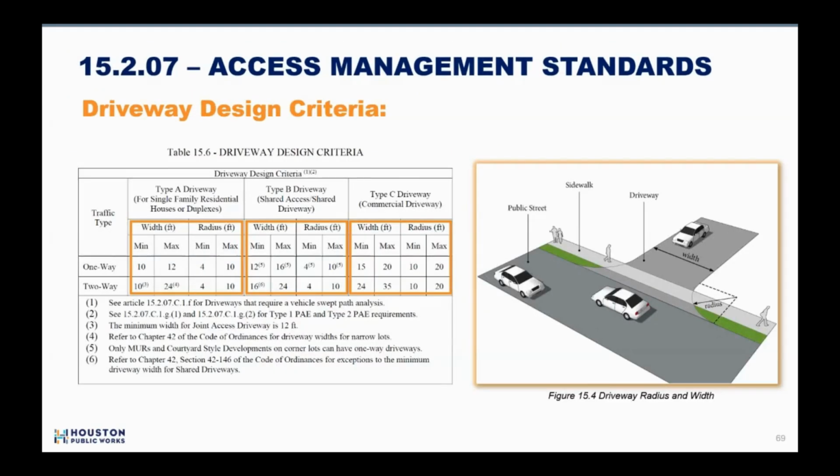Table 15.6 used to be just two portions in the past. Now we inserted type B in the middle. Type A doesn't have many changes except the width of the driveway went down from 12 feet as a minimum to 10, and the maximum used to be 24 and is still 24. Category C stays the same. There are no changes there. For category B, as you see in the table in front of you, it has its own dimensions as well, but it still has the minimum and maximum radius for safety for turning vehicles.